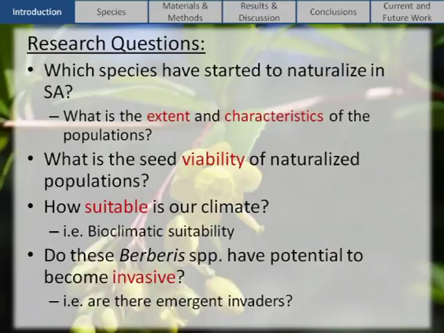So for my research questions in this study, first of all, I want to see which species have started to naturalize in SA, if any, and what the extent and characteristics of these populations are. And then also what the seed viability is, how suitable our climate is to these species, and eventually, do these species have the potential to become invasive in South Africa?